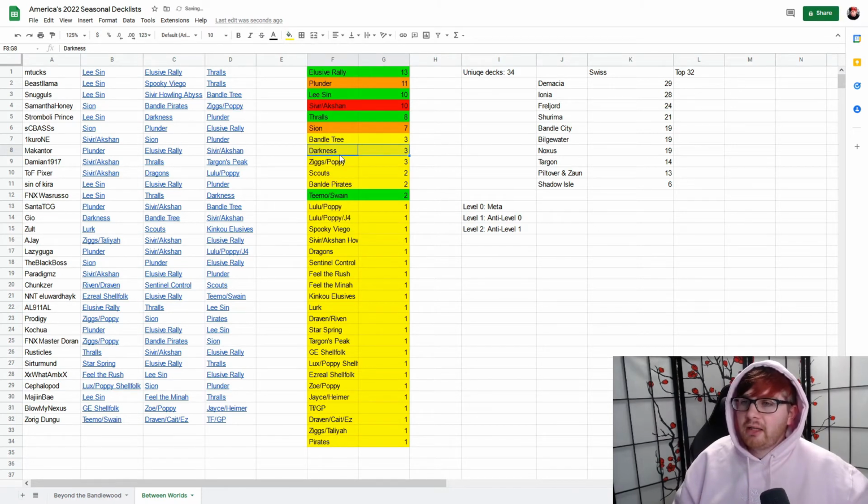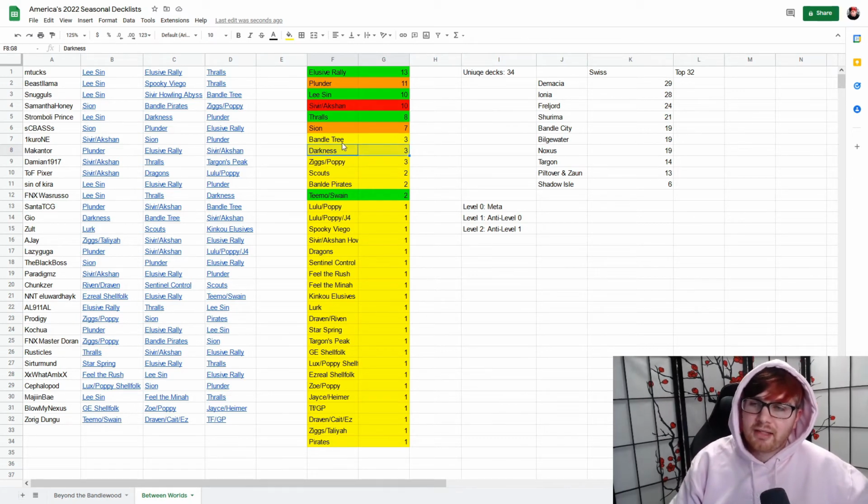We're actually going to keep this one yellow just because of how the top end is going to play out. I think either Darkness or Teemo Swain should go up, depending on players' reads of the meta, and I think Teemo Swain is the one that I would expect to see go up.